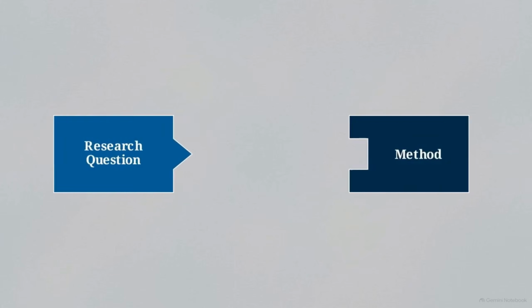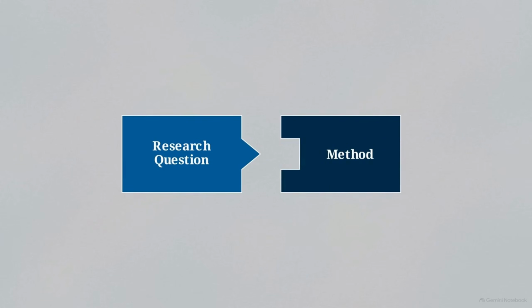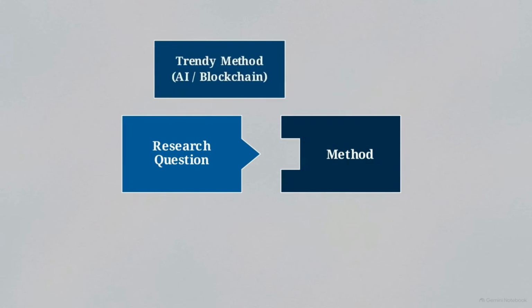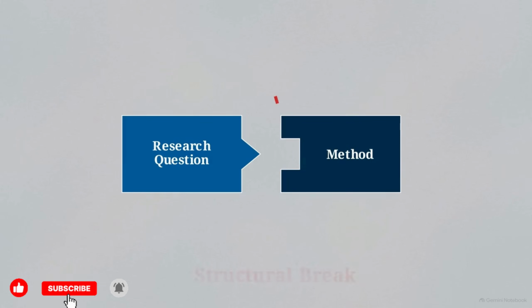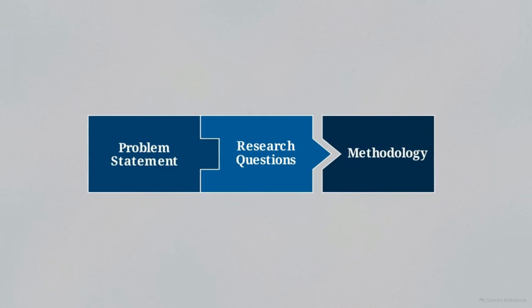If you formulate a research question but lack a valid method to answer it, or if you plan an experiment that addresses none of your questions, your research design has a structural break. Rigorous alignment between your problem, your questions, and your methods is the true backbone of a successful PhD.